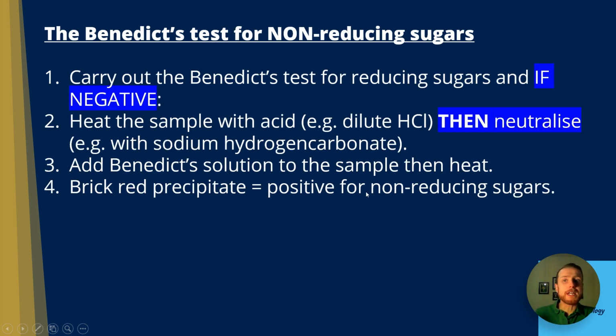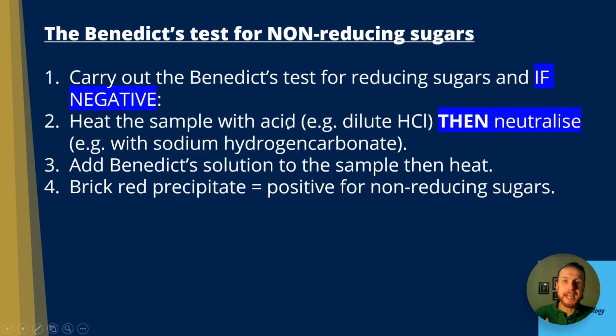Now, you also need to know the Benedict's test for non-reducing sugars, so that can come up in the exam. In order to do that, the first thing you will do is the Benedict's test for reducing sugars to rule out there being any reducing sugars present. Once you've established that there's no reducing sugars present, so if negative, you will then add a dilute acid to the sample, which should hydrolyze bonds. Remember, add water to break bonds.